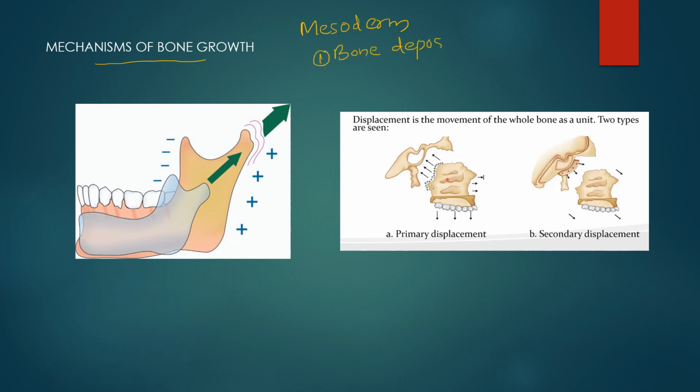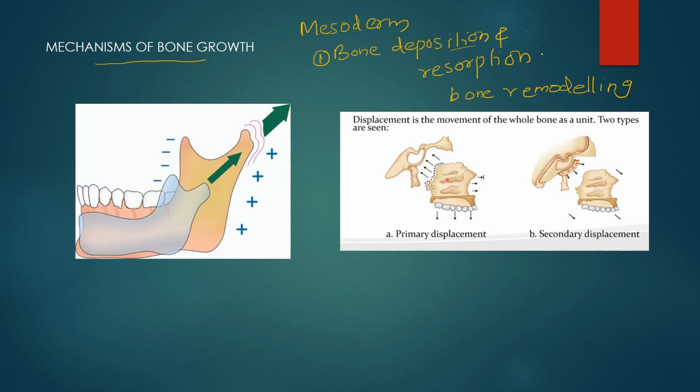Bone deposition and resorption. Bone changes in shape and size by bone deposition and bone resorption. The process of bone deposition and bone resorption together is called bone remodeling. The changes that bone deposition and resorption can produce are by bone remodeling.